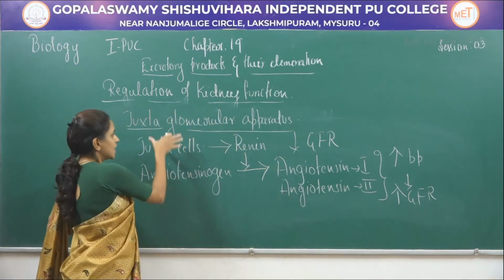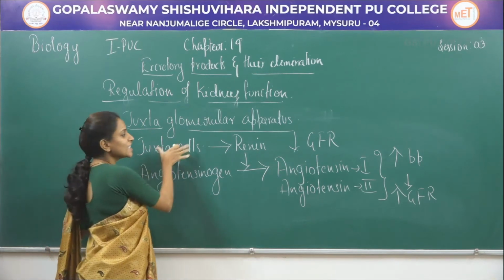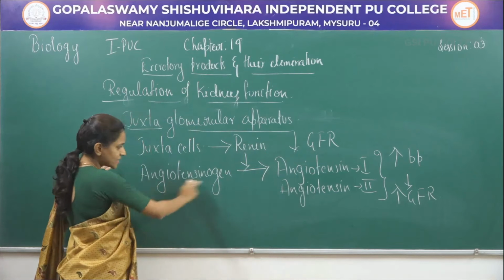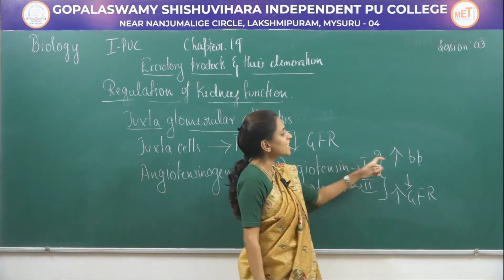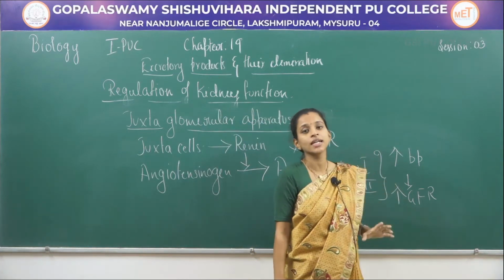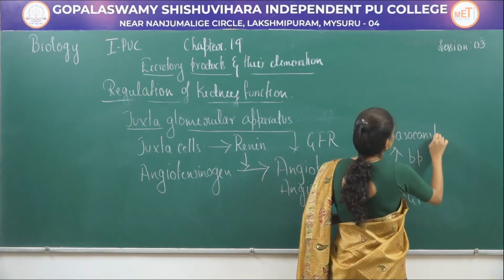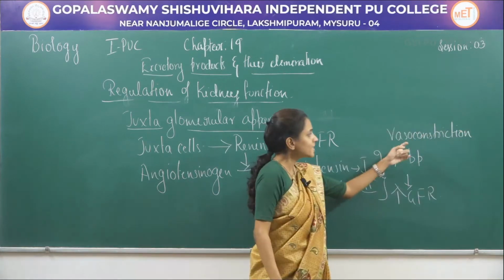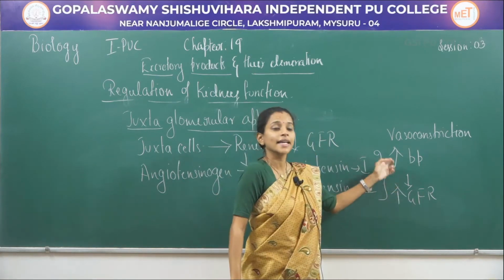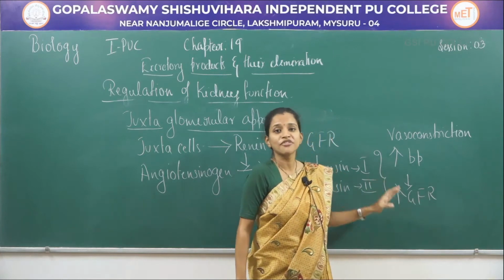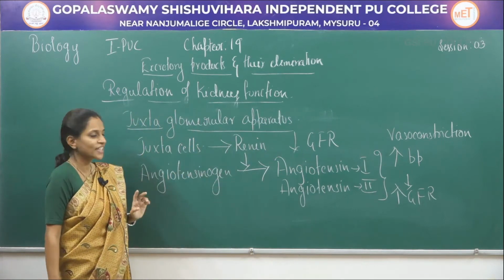So the juxtaglomerular apparatus of the kidney contains juxta cells which release renin. This renin activates angiotensinogen into angiotensin 1 and angiotensin 2, which increase the blood pressure by reducing the blood vessel size, which is also called vasoconstriction. This vasoconstriction reduces the size of the blood vessel, increases the blood pressure and in turn increases the glomerular filtrate rate. That is how there will be regulation of kidney functioning.